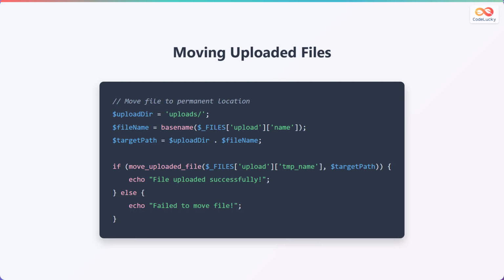After you validate that the file was uploaded without errors, the next step is to move the file from its temporary location to a permanent directory. To do this, first, specify the directory where you want to save the uploaded files. Then, extract the file name from the $_FILES array. Construct the full path to the destination using the upload directory and the file name. Finally, use the move_uploaded_file function to move the file from its temporary location to its permanent location. This function returns a Boolean value, indicating whether the operation was successful. You can then use this value to output the appropriate message.